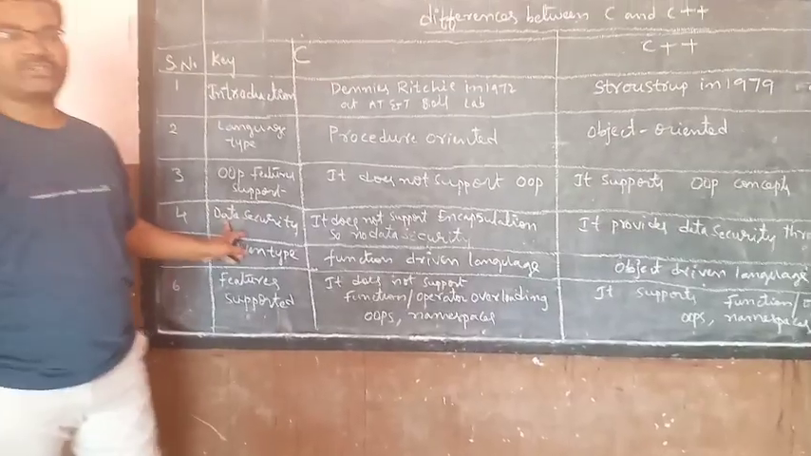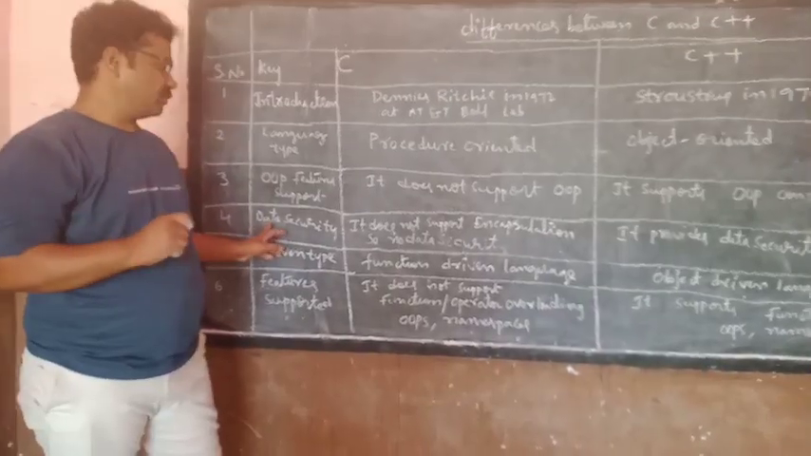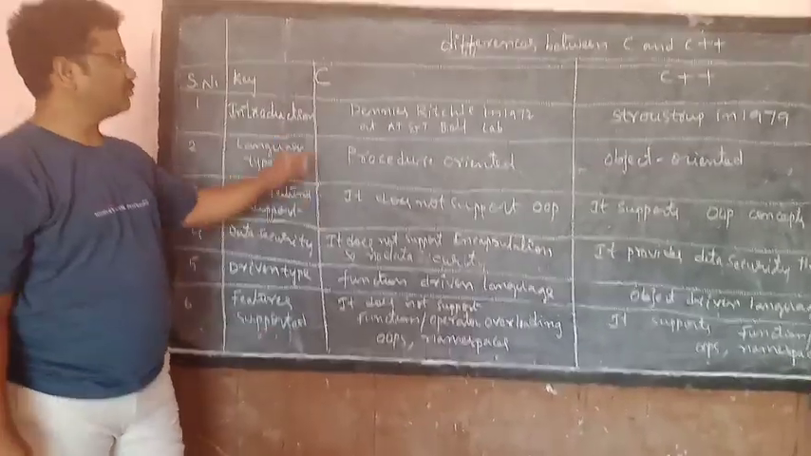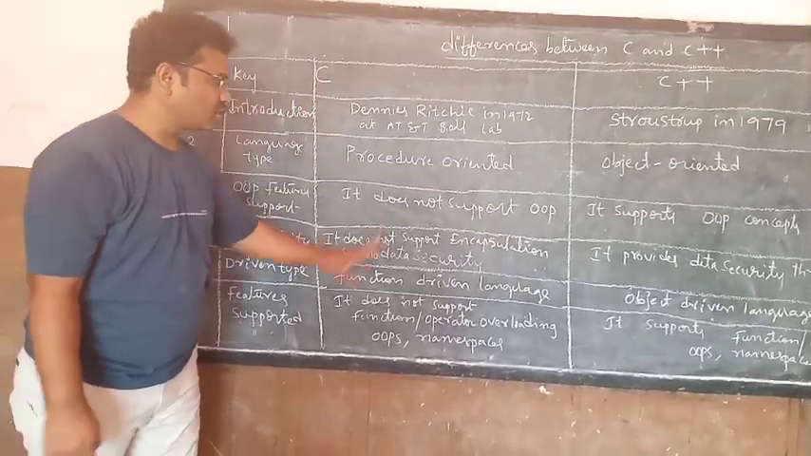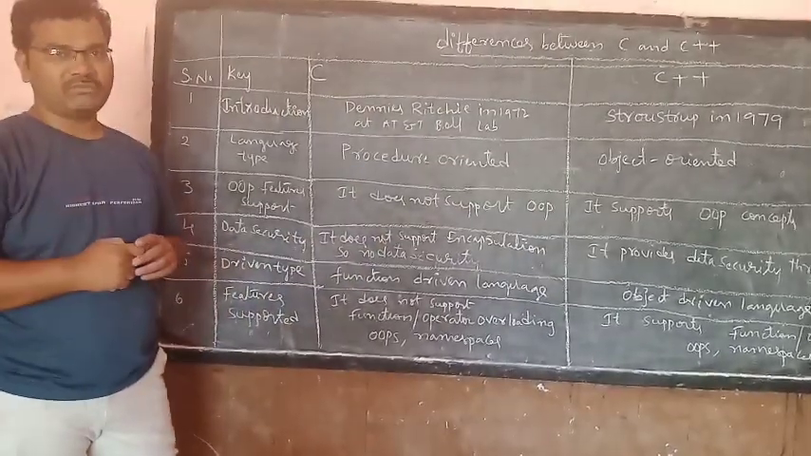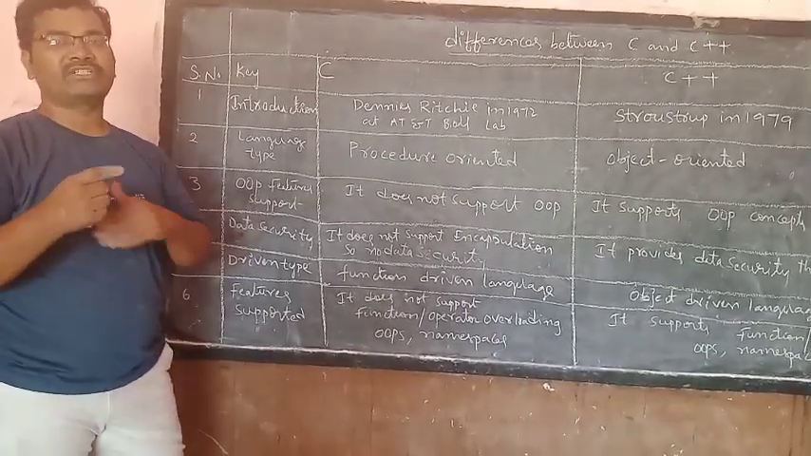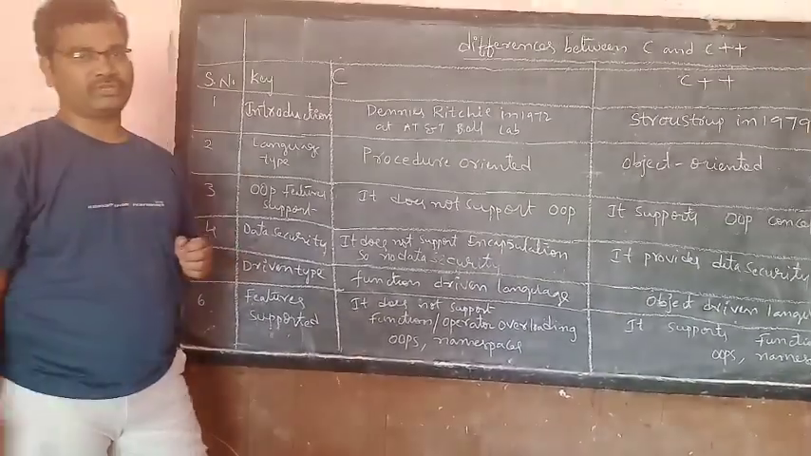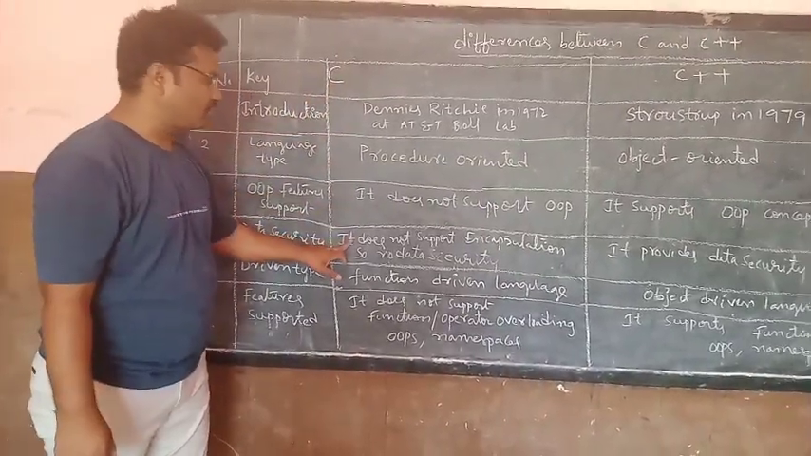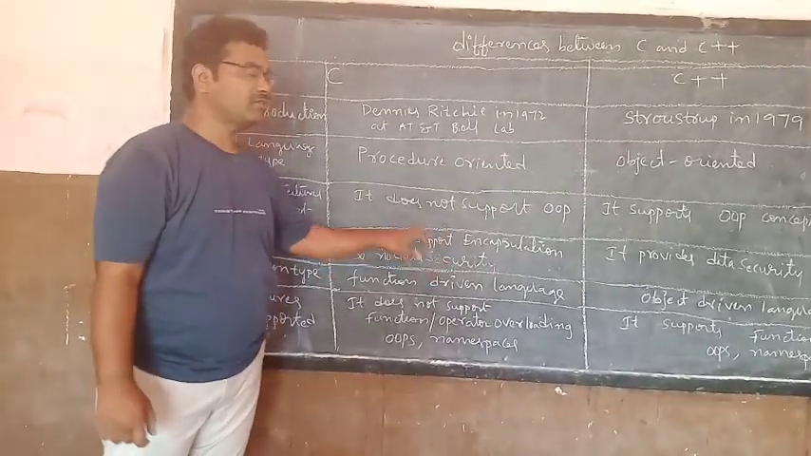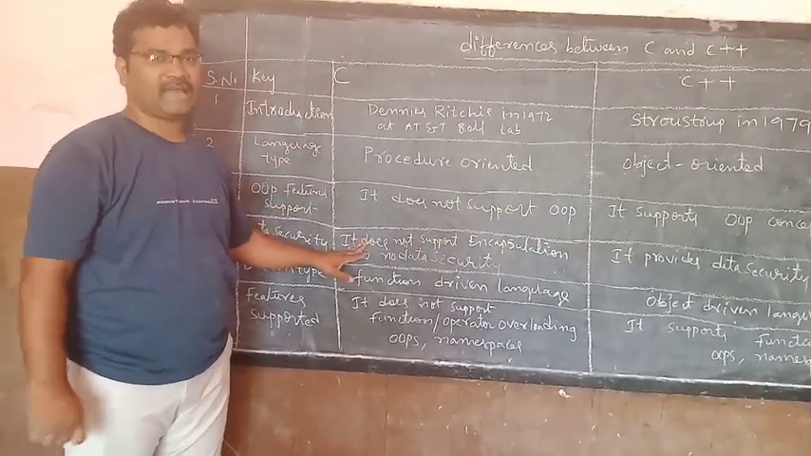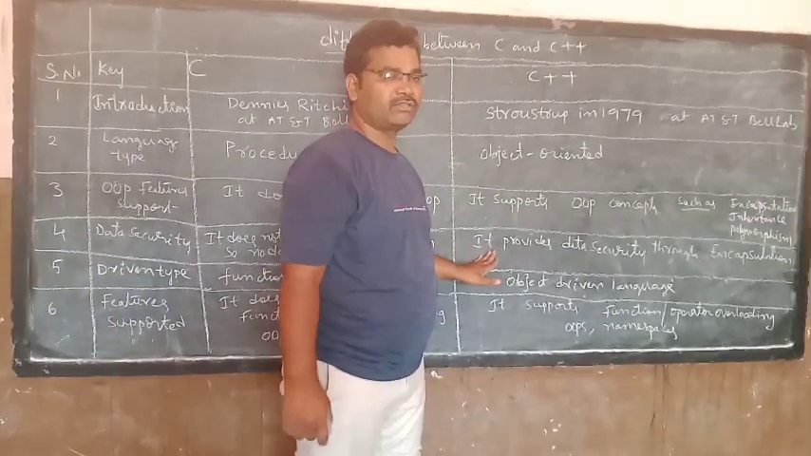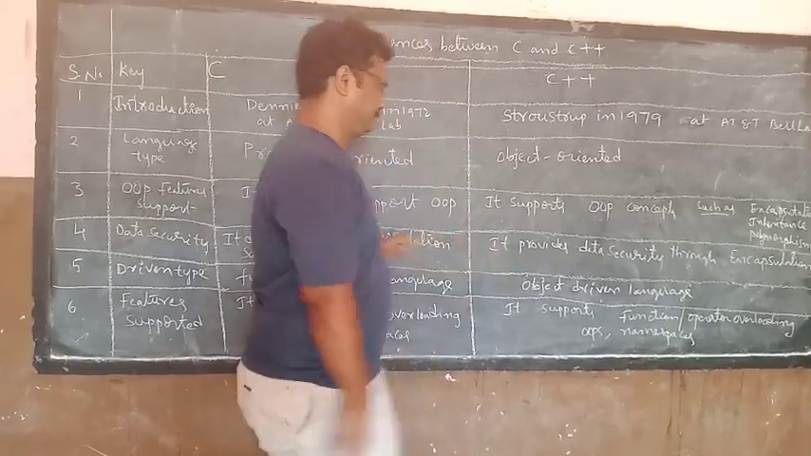Fourth point, data security. Data security means the data is the critical element. We need to protect it. But in case of C language, it does not support encapsulation. Encapsulation means combining data and functions as a single unit in order to protect the data from unauthorized users. But C does not support encapsulation, so there is no data security in C language. But C++ supports encapsulation, so it provides that security to the data.